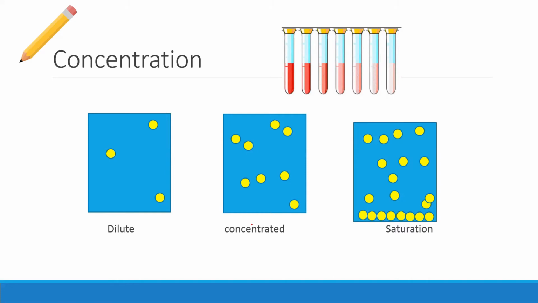So remember, the one on the left is dilute. Dilute is a little solute, lots of water, lots of solvent. Okay, right, solvent. But concentrated is lots of solute in little solvent.